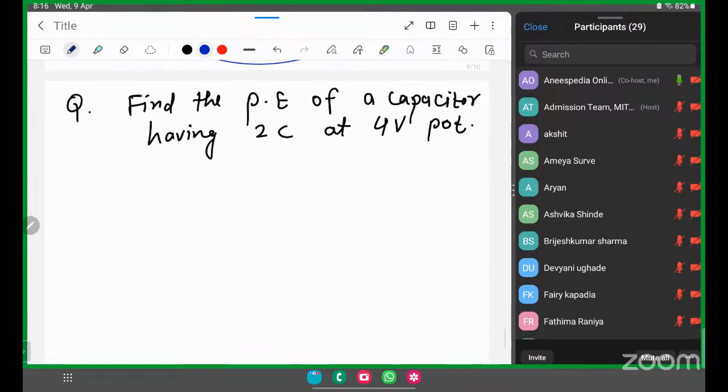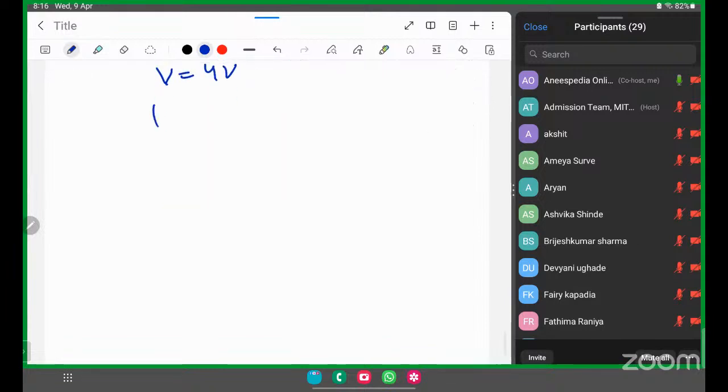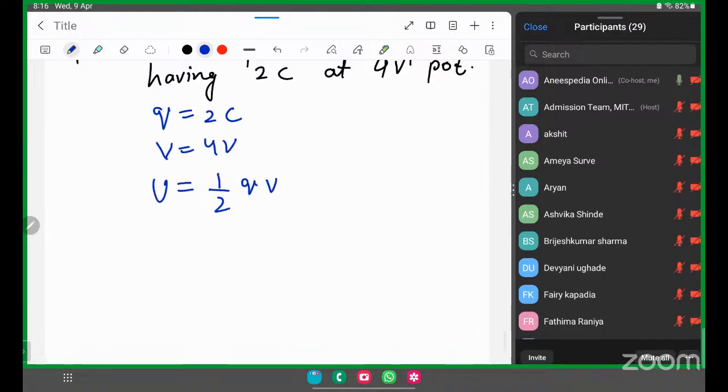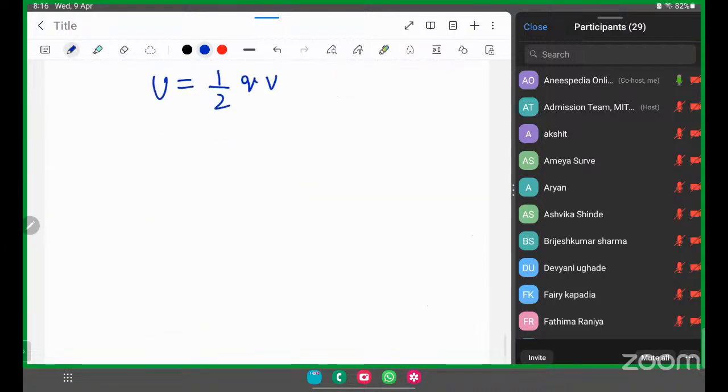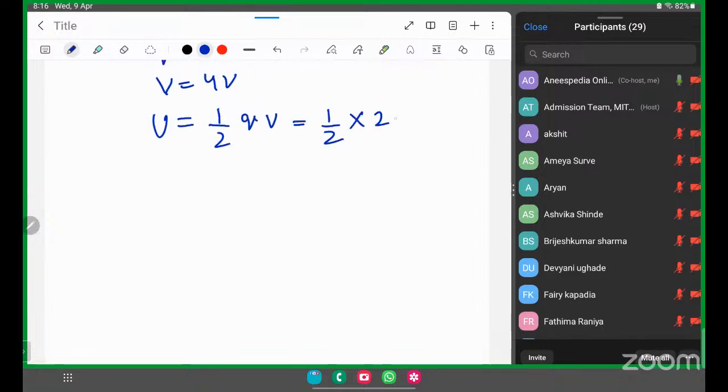So in this case, we have the value of Q and potential V, and we have to find out potential energy U, which will be 1 by 2 into QV. We have this formula, so we can apply it. This will be 1 by 2 into 2 into 4. So potential energy U will be 4 joule.